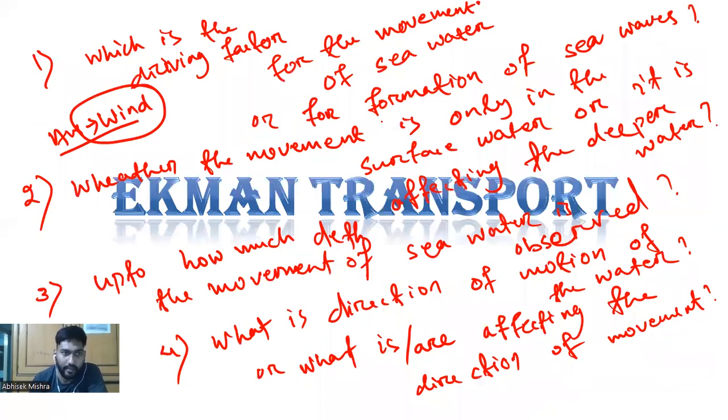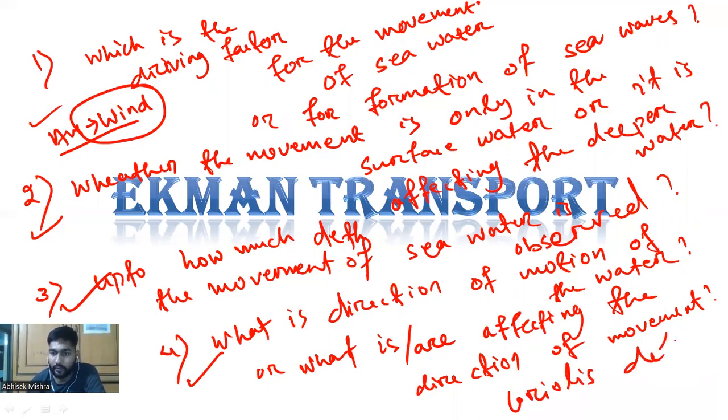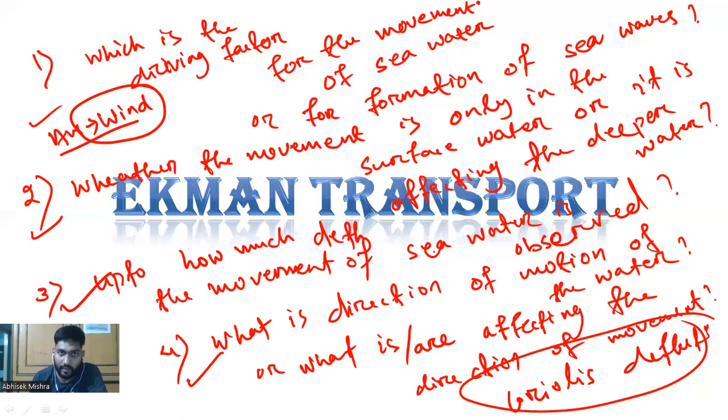So I hope we got all the answers. First one is wind. Second, the movement of the water column is not only at the surface, it is affecting the deeper region, but up to a certain depth, which is 100 meter. And the direction of motion is towards the right in the northern hemisphere and towards the left in the southern hemisphere with respect to wind. The factor which is affecting the direction is the Coriolis effect. Answer is Coriolis deflection. And the factor which is creating this motion is the wind friction. These two factors, wind friction and Coriolis effect, are responsible for movement and deflection of the water column.